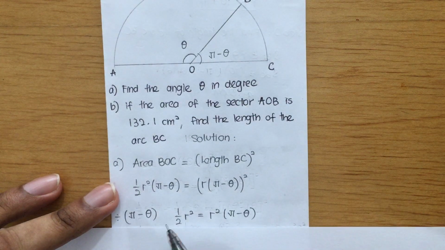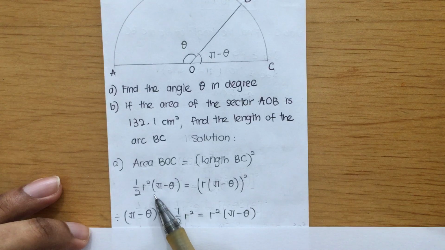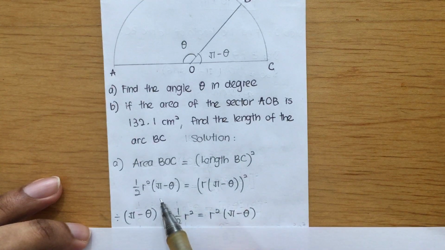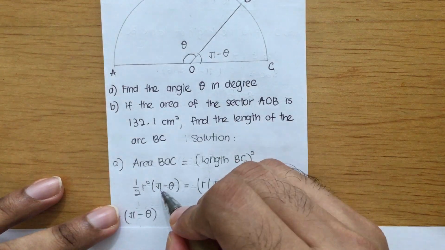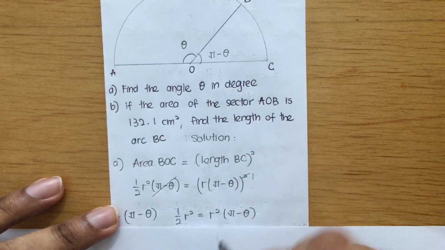So what you can do is to simplify the equation, you can divide the whole equation by pi minus theta. So in your left hand side, your pi minus theta will cancel off, so you will only be left with half r square equals to r square pi minus theta. Okay, for the next step, what you can do, you can further simplify your r square. Let me cancel off this pi minus theta first. Okay, you cancel this out, and then you only left with the power of 1.